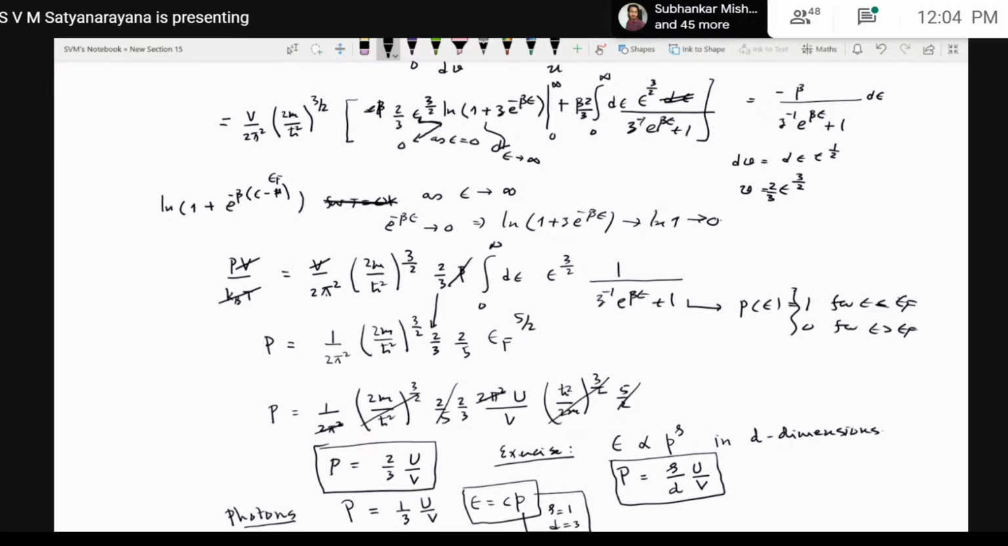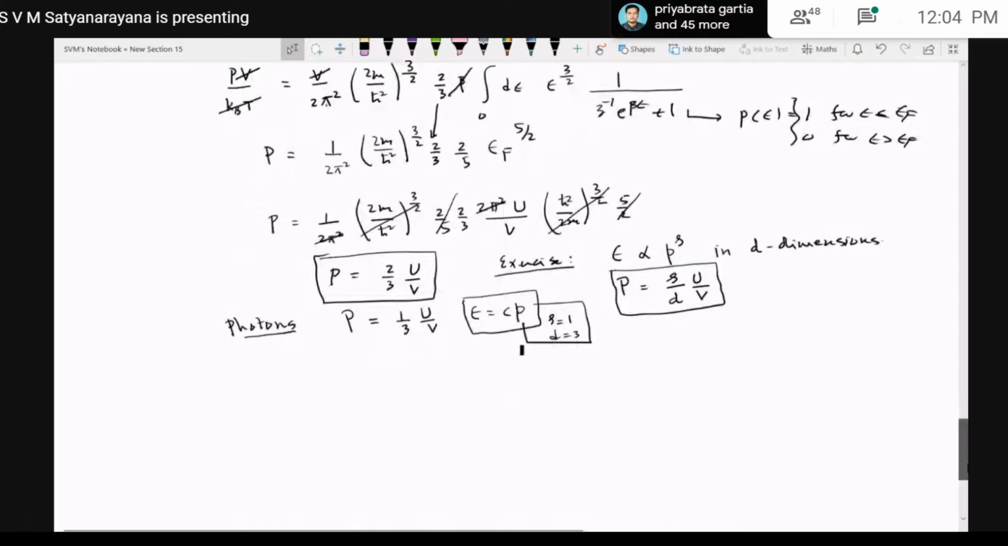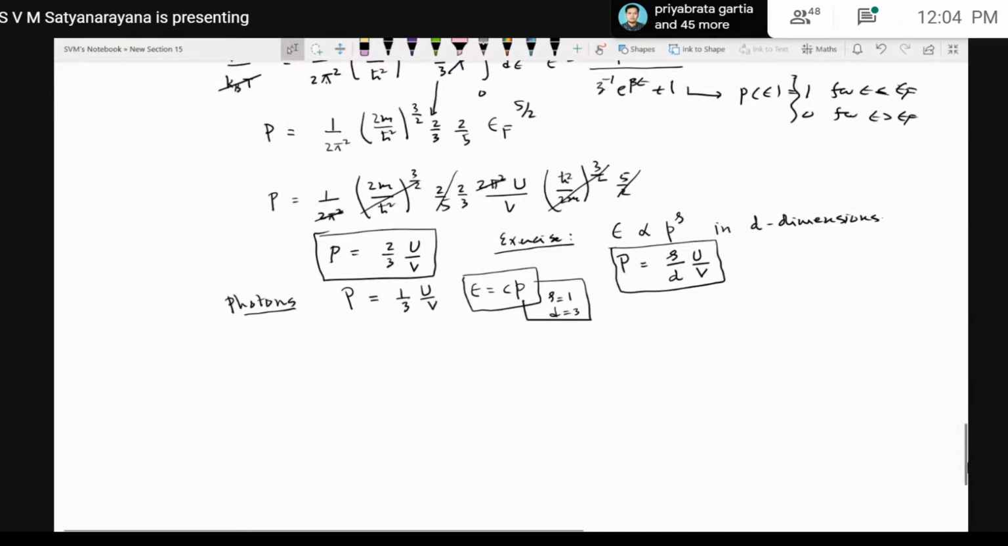Okay. So many times some questions like this you can answer. Suppose you have energy like p to the power 4 in 2 dimensions, then how will the pressure and internal energy, or energy density for that matter, U by V, called energy density, small u, be related? You can use this general result. And not only that, you can see that since your pressure is equal to 2 by 3 into U by V, this implies your pressure is proportional to epsilon F to the power 5 by 2.